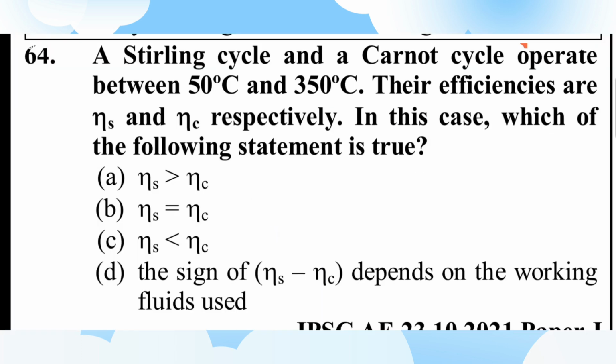Friend, question number 64. A Stirling cycle and a Carnot cycle operate between 15 degrees centigrade and 350 degrees centigrade. Their efficiencies are eta S and eta C respectively. In this case, which of the following statements is true? A. Efficiency of Stirling is greater than efficiency of Carnot. B. Efficiency of Stirling equals efficiency of Carnot. C. Efficiency of Stirling is less than efficiency of Carnot. D. The sign of efficiency of Stirling minus efficiency of Carnot depends on the working fluid used. B, efficiency of Stirling equals efficiency of Carnot because both are reversible cycles.